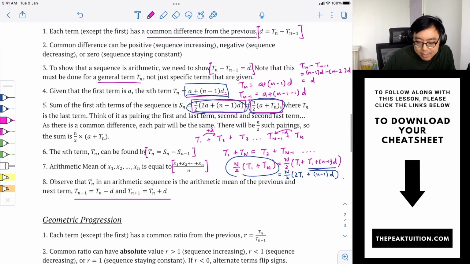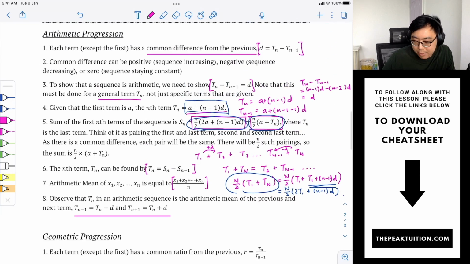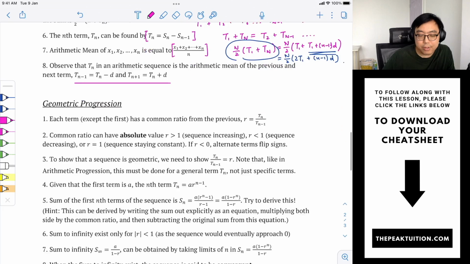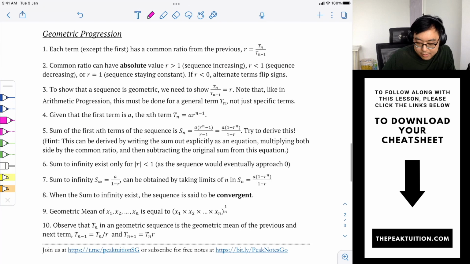So now, arithmetic sequence is adding up, right? Adding up with a common difference. We have geometric progression in which each term is a multiple of the previous term. In this case, that multiple is called the common ratio and is defined to be this. So r equals the nth term divided by the (n minus 1)th term.